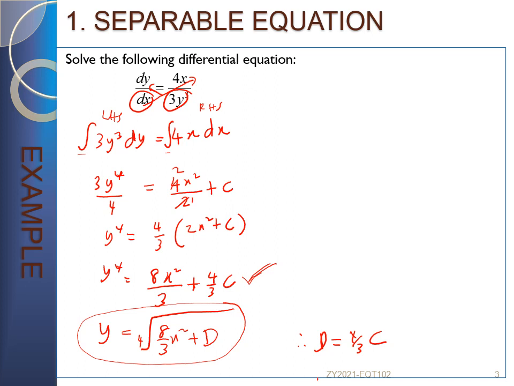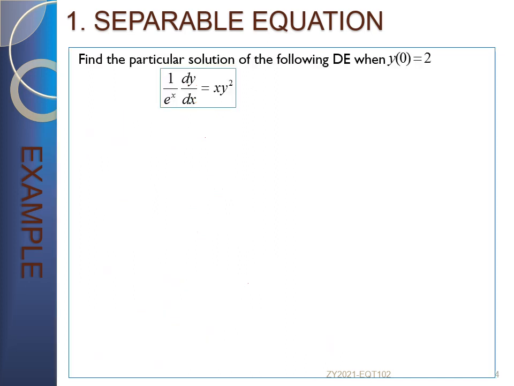Okay, so let us take a look at the second example. Find the particular solution of the following DE when y equals 2 and x equals 0. So first, you see, can this equation be separated? Yes. So we separate it first. So y here, we move here. So dy over y squared equals, and then this one we move to the x side, so x exponent x dx.